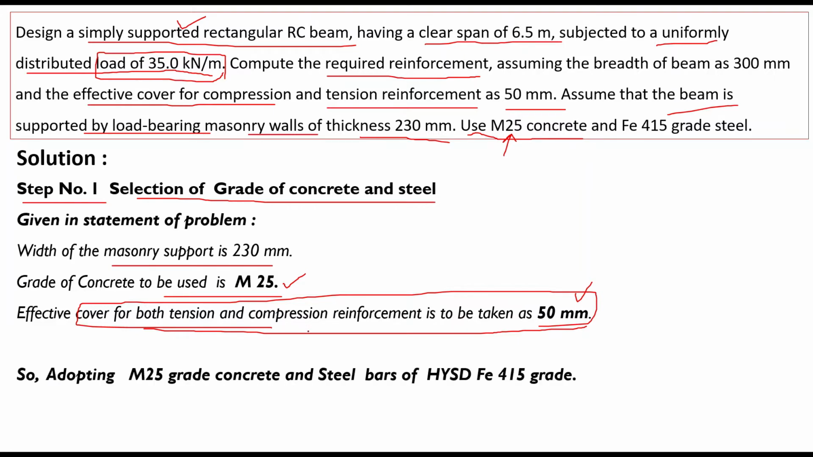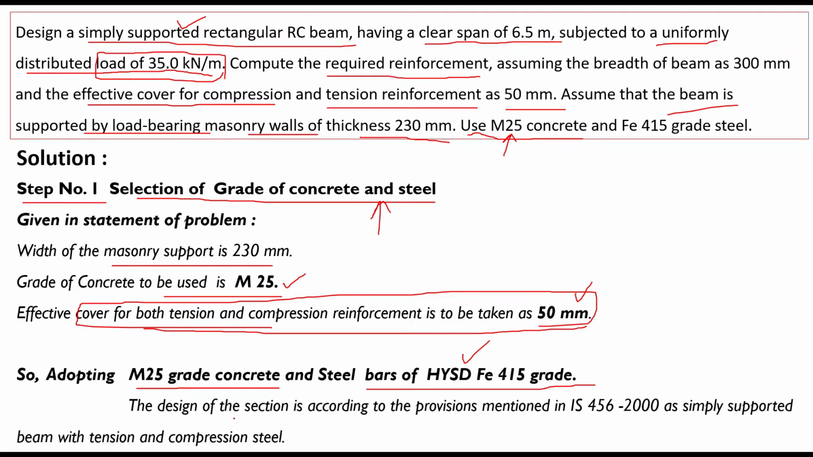Now we can close this first step by writing that we adopt M25 grade of concrete and HYSD steel bars, high strength steel, that is Fe 415. This is the grade. So this much information we have collected from the statement itself. Nothing is missing, so we need not assume any information here in step number 1.